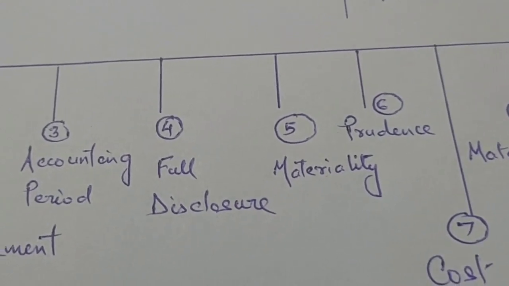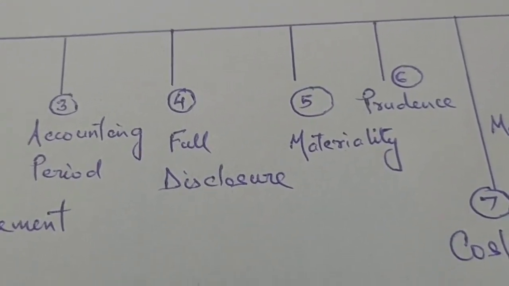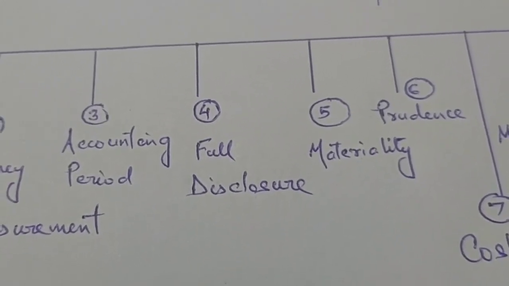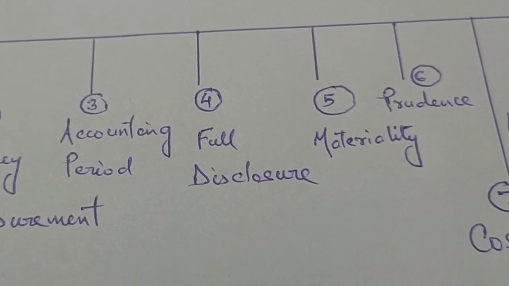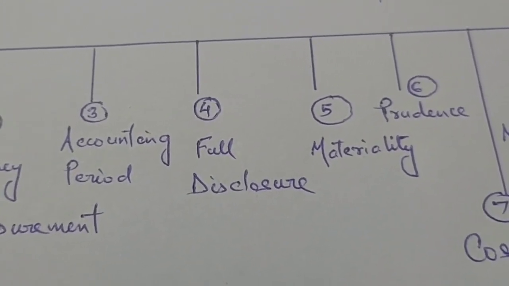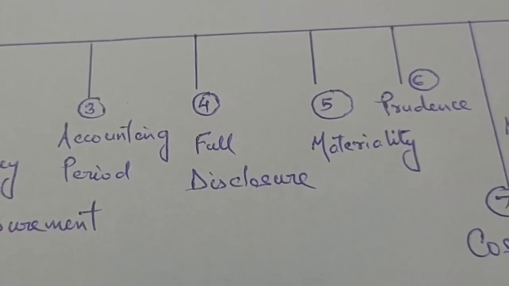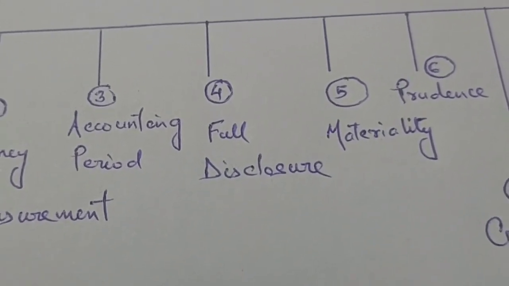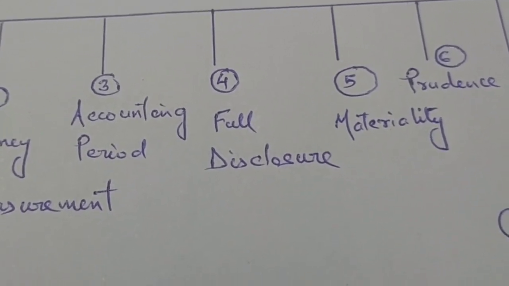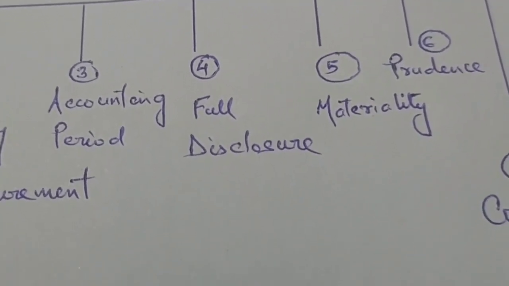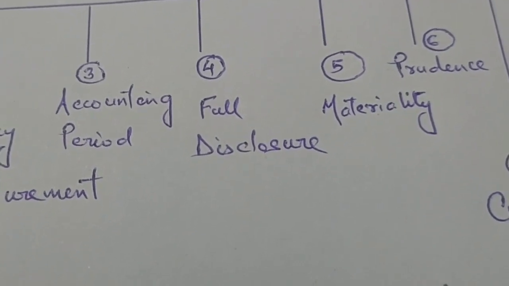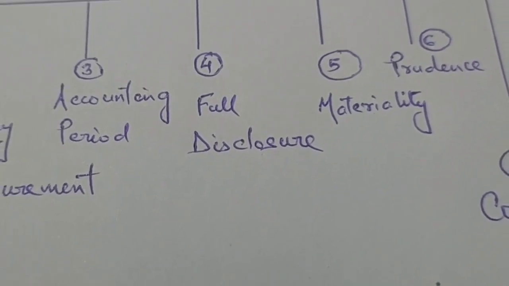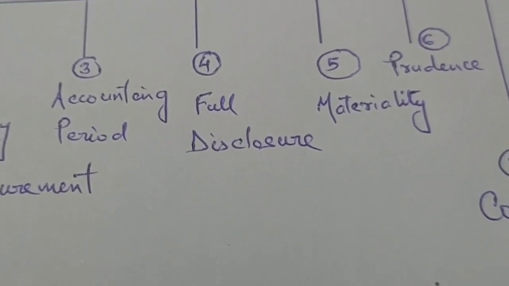The next convention is full disclosure. Full disclosure means that financial statements should be prepared in such a way that no important information is hidden. Everything which is important for the users of the accounting must be disclosed. However, full disclosure doesn't mean disclosing the secrets of the business, but any important information that is useful for the users must be disclosed.